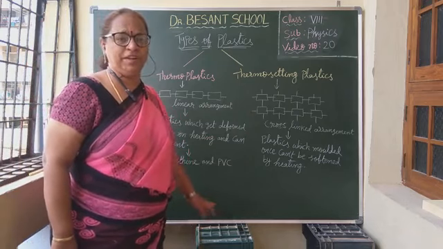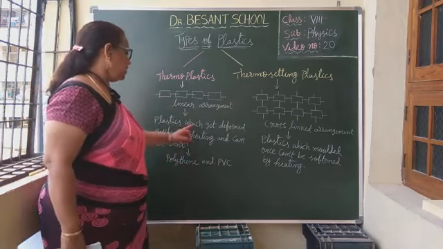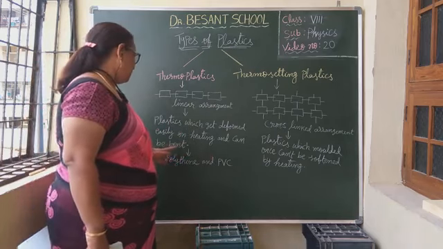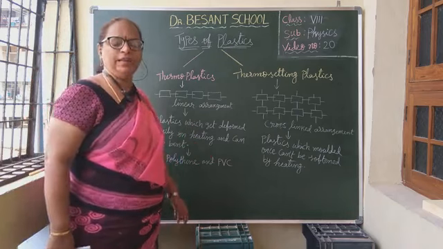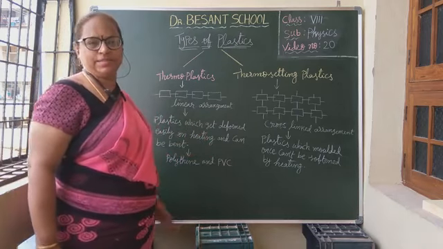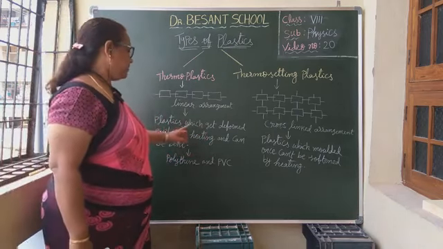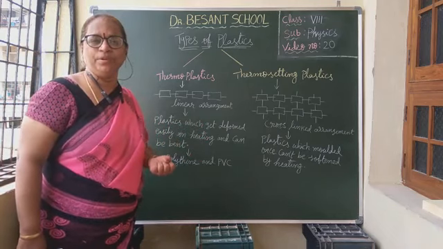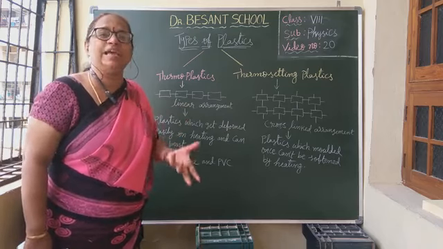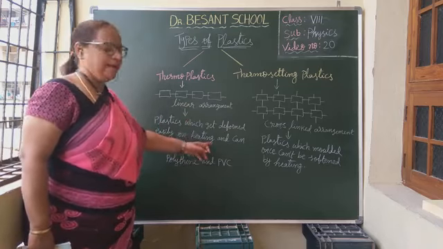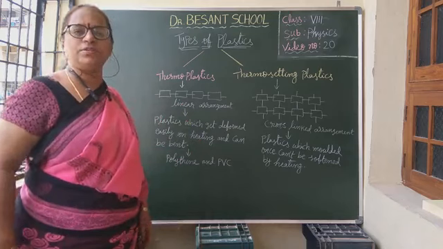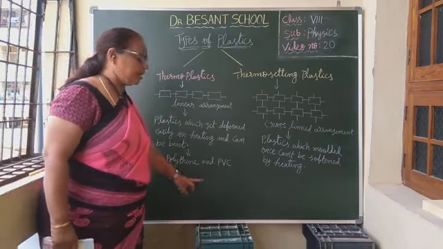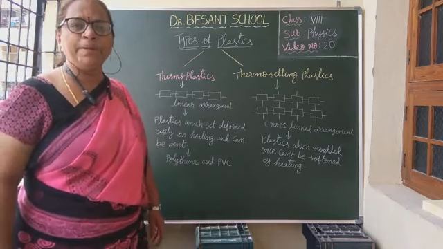Understood, children? Very important. Thermoplastics are plastics which get deformed easily on heating and can be bent. Deformed means they get melted and can change shape easily on heating, and they can also get bent. Such plastics are called thermoplastics. Examples of thermoplastics are polythene and PVC.